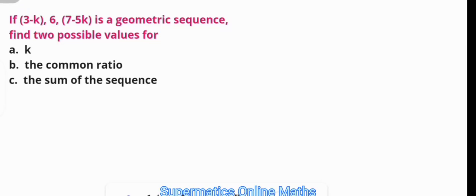Today we have another exciting math tutorial for you. And it is that 3 minus k, 6, and 7 minus 5k, if it's a geometric sequence, then we want to find two possible values for the constant k, the common ratio of the sequence, and the sum of the sequence.